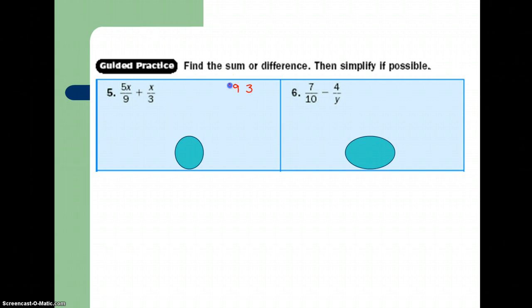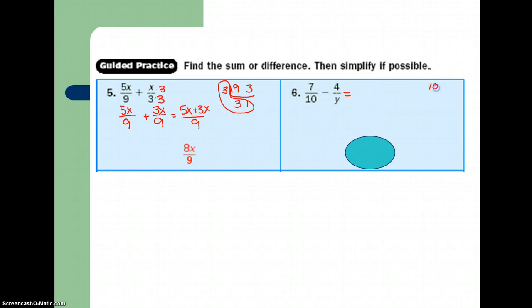So 9 and 3 both divide by 3. 9 divided by 3 is 3. 3 divided by 3 is 1. So I can multiply 3 times 3, which is 9, times 1 is 9. So let's rewrite the fractions. The first fraction is already done because the denominator was already 9. The second one, we went from 3 multiplied by 3 to get 9, so I multiply the x by 3. Now you have 5x plus 3x all over 9. 5x plus 3x are like terms, so you can add them together, which is 8x over 9.